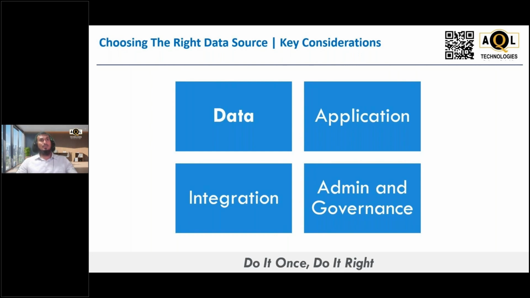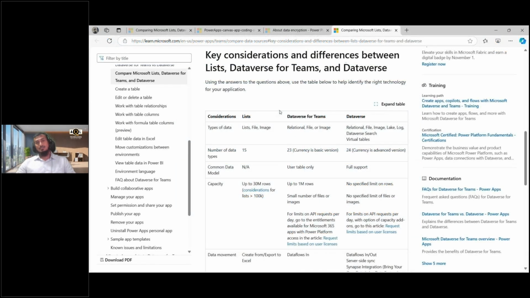So there are various considerations that you have to make. Also, let's look into this comparison chart. It's a good comparison chart that helps you decide on selecting the right data source. It's a comparison between SharePoint lists, Dataverse for Teams, and standard Dataverse. Considerations include what type of data you're uploading, whether it's list files, images, or whether it's a whole level of data lake, Dataverse, relational files, and all those things.